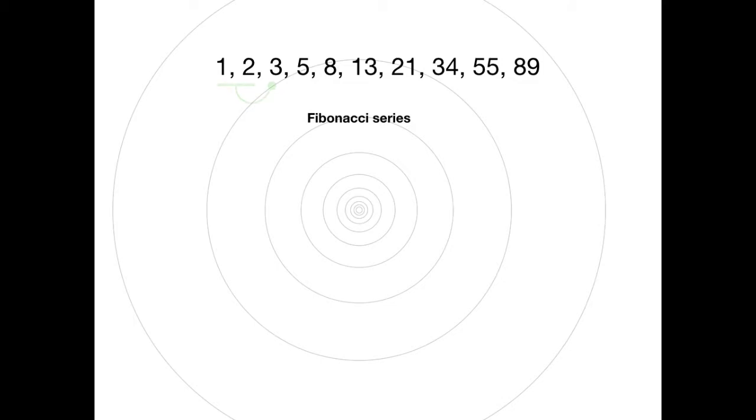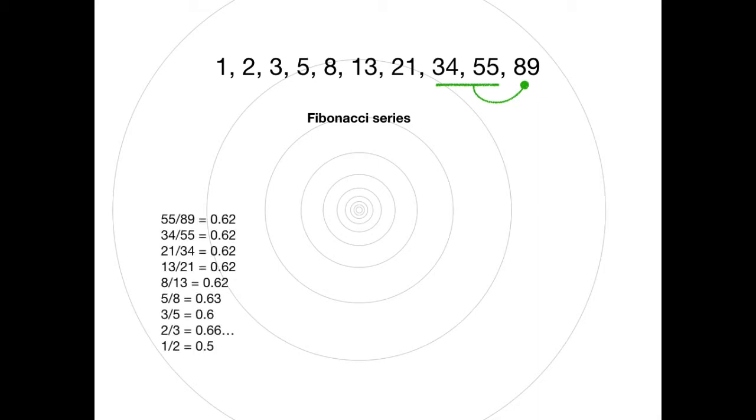How does this work? Well, in these two examples, the dilatation symmetry is based on this familiar series of numbers, the Fibonacci series. I'm sure you're familiar with this series, which is produced by adding any two numbers to produce the next one. 3 plus 5 is 8, 34 plus 55 is 89, and so on. This series has many fascinating properties, one of which is the fact that the ratio between any pair of numbers in the series approximates 0.62.